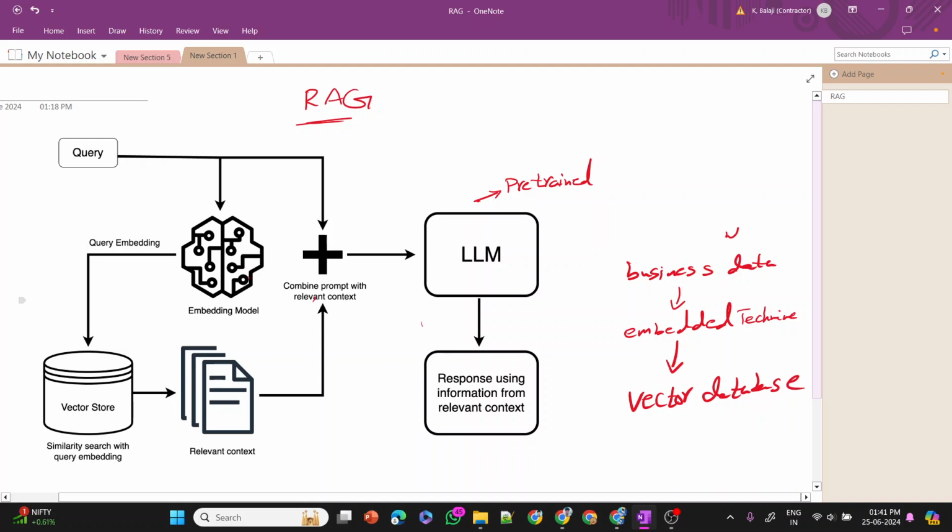Generally, whenever we combine RAG and LLM together, it is composed of three components. One is retrieval, augmentation, and then generation. These are the three steps in which the RAG and LLM work together to answer business-based questions.